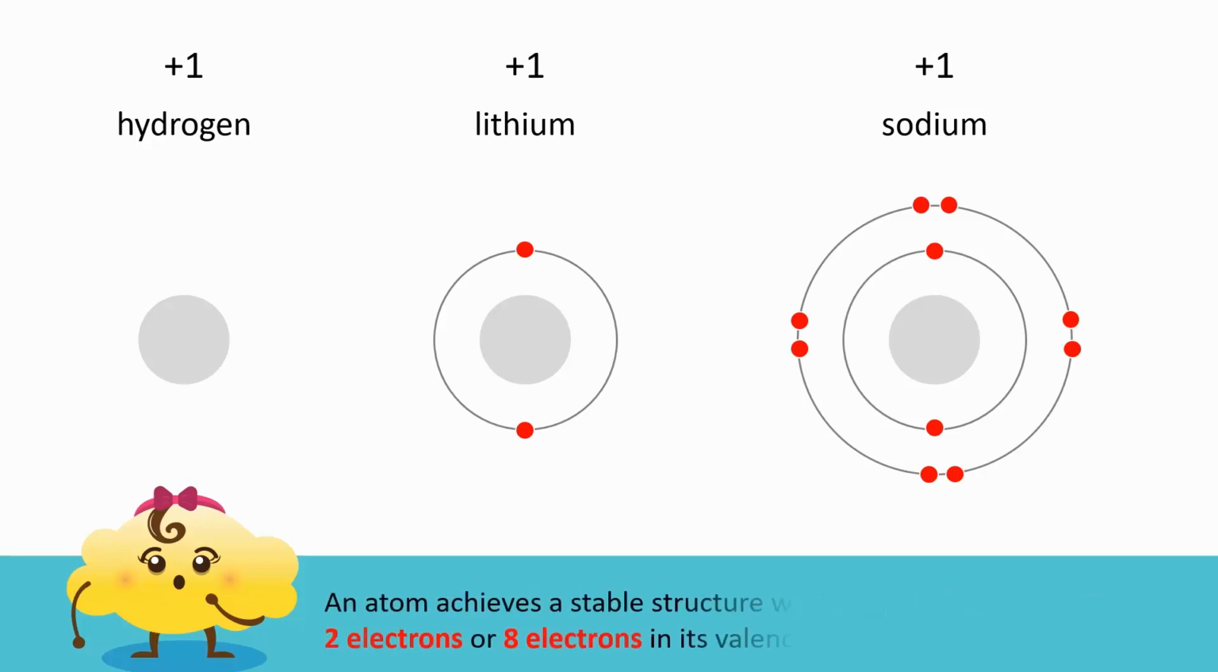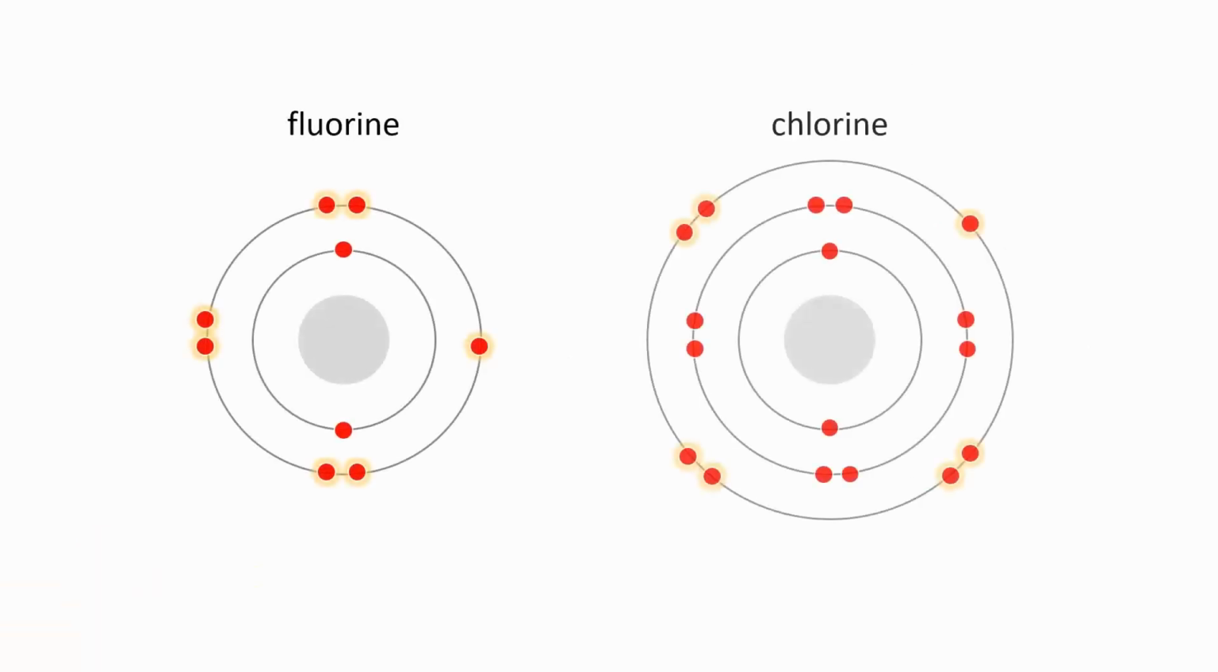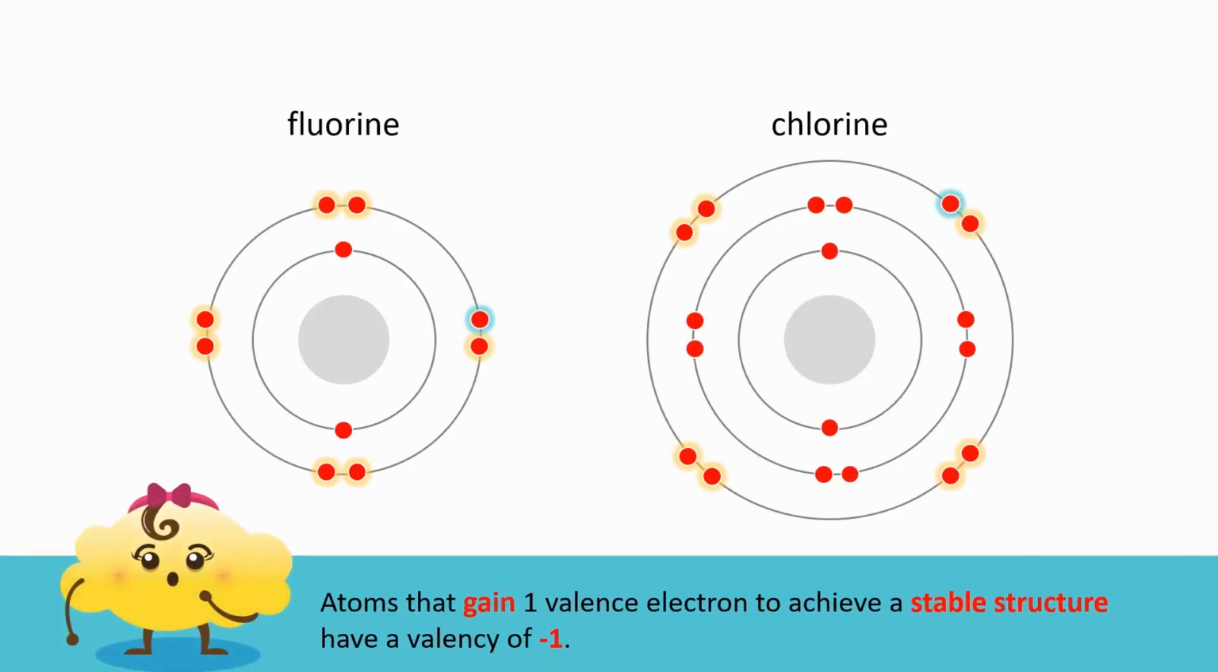An atom achieves a stable structure when it has only one shell with 2 electrons or 8 electrons in its valence shell. Fluorine and chlorine atoms contain 7 electrons in their outermost shells. They must each gain 1 electron to complete their outermost shell. Hence, their valency is -1.